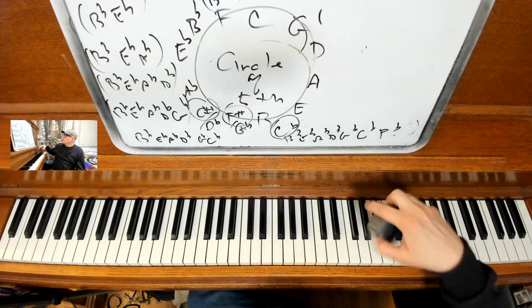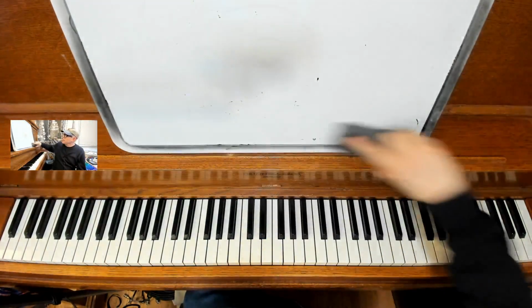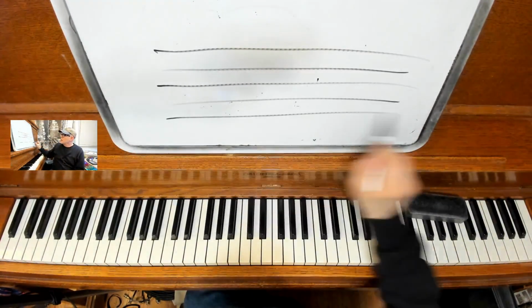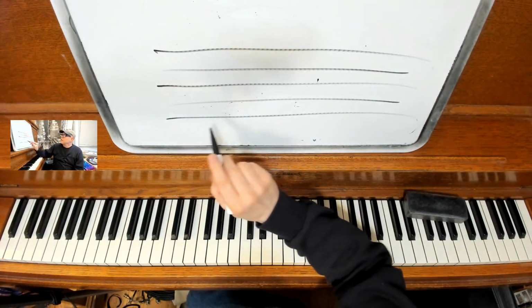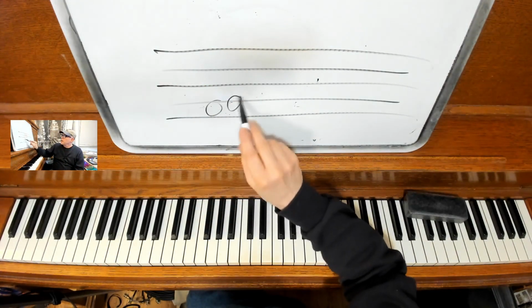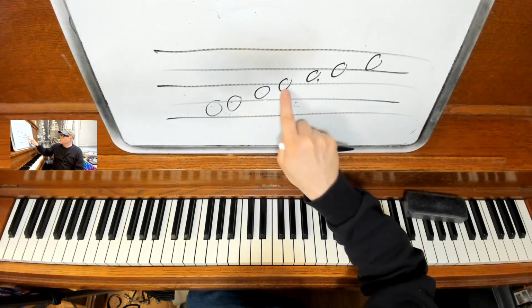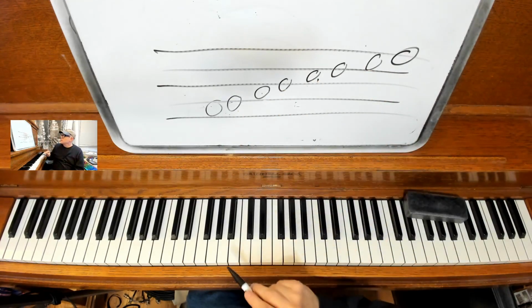What you really want to understand is that we're talking about steps, and a step is the very next note on the piano or on the staff. So it doesn't even matter what the clef is. If I start on a space, the next one's on a line, space, line, space, line, space, 1, 2, 3, 4, 5, 6, 7, and then the next note that's the octave.